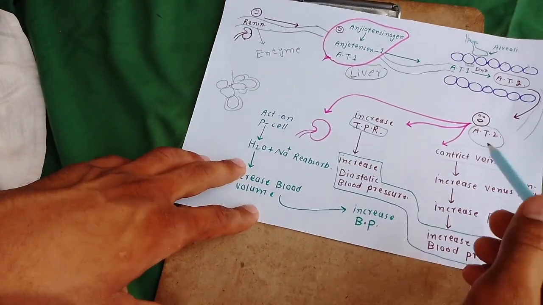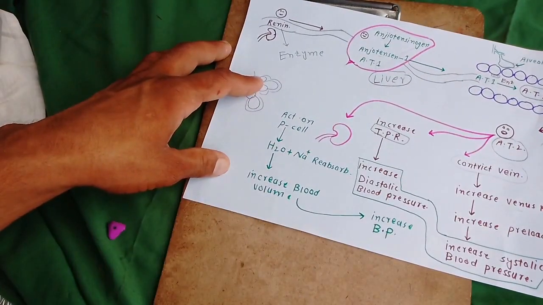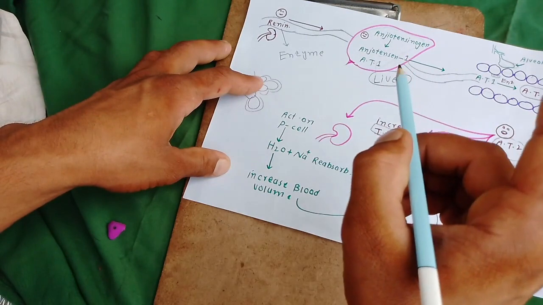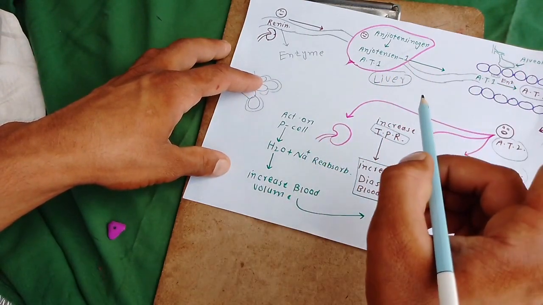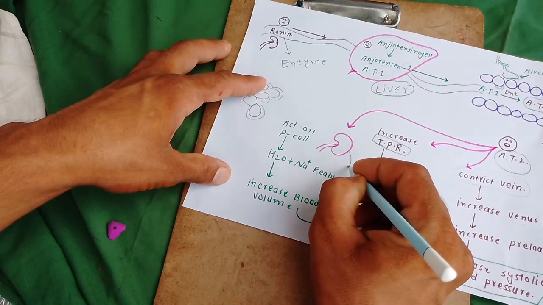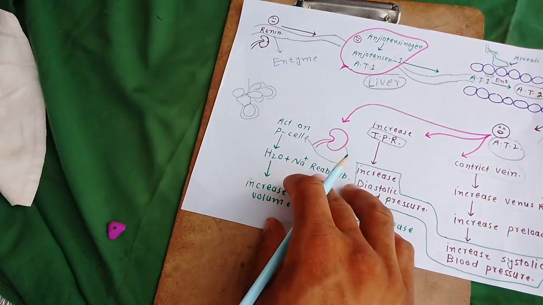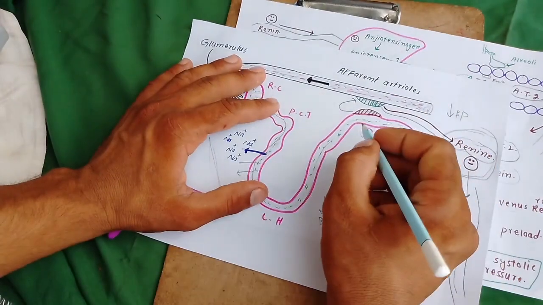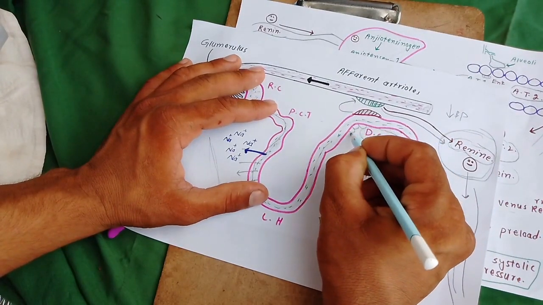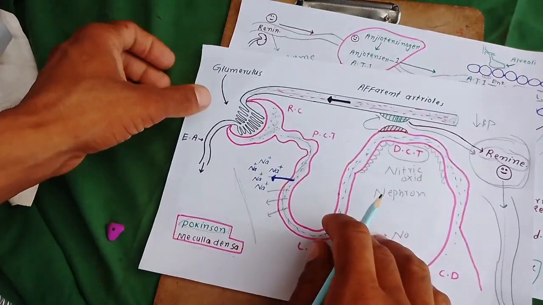Another most important function of the AT2: angiotensin 2 comes and acts on the kidney, and it releases aldosterone. Aldosterone comes here and attaches to the principal cell. What is the principal cell? These principal cells are present in the distal convoluted tubule.